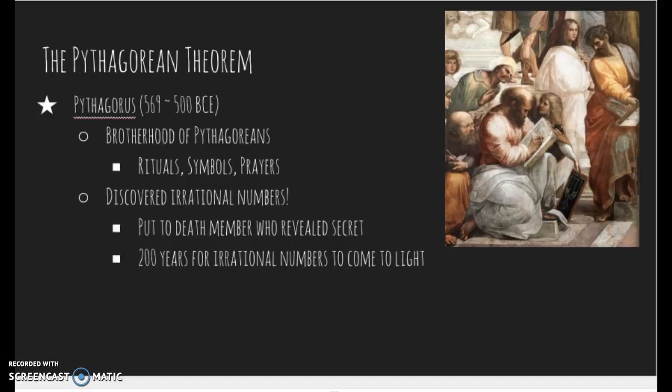There was a member who was kind of arguing the fact that an odd times an odd is an odd, and just all of these different things. And so basically they put this member to death who revealed that there were such things as irrational numbers. So it was about 200 years until those came to light.